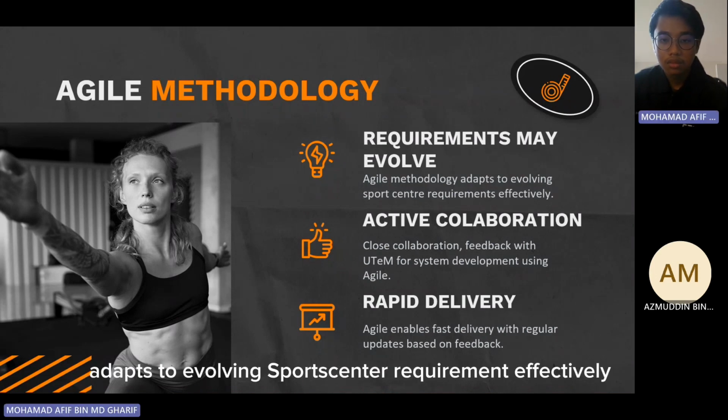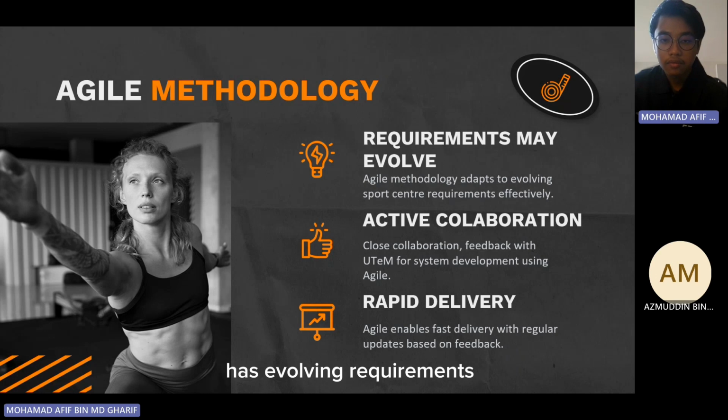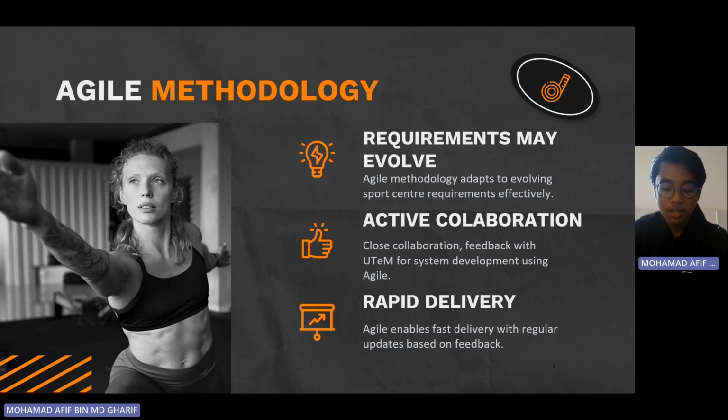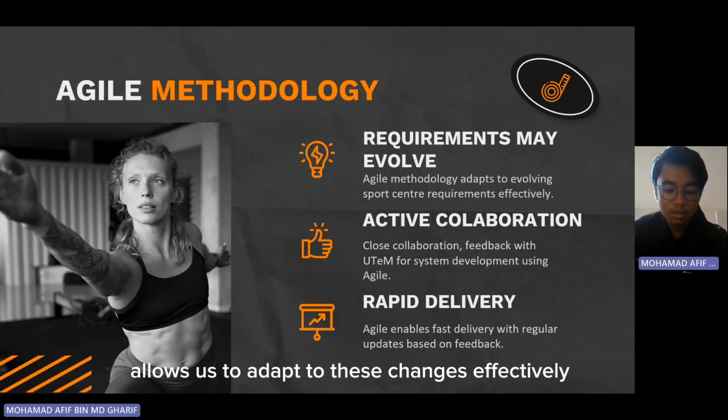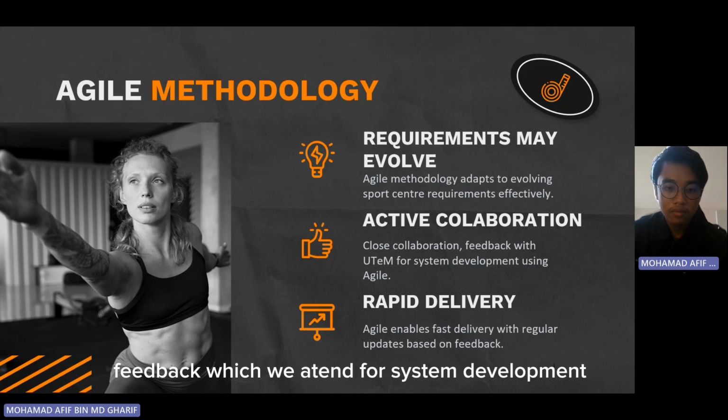Agile methodology adapts to evolving sport center requirements effectively. Sport centers often have evolving requirements due to changing needs and emerging trends in the sport industry. Agile methodology's flexibility allows us to adapt to these changes effectively. For the next reason, active collaboration. Close collaboration and feedback are what we tend toward for system development using Agile.